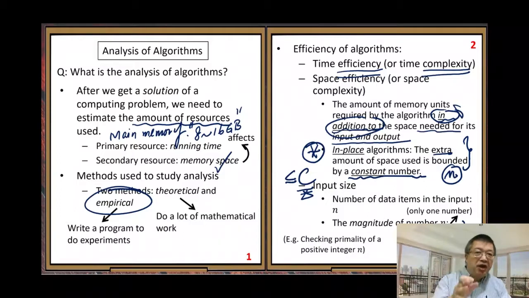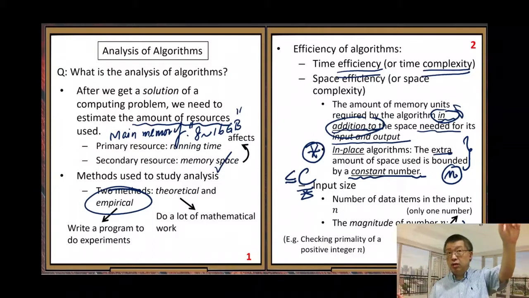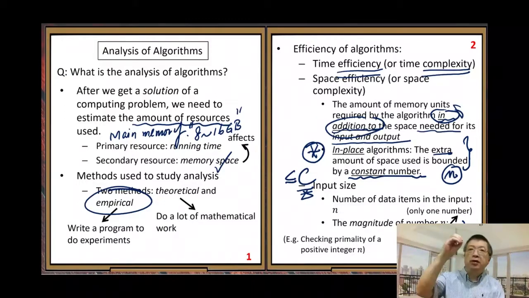Checking primality of a positive integer n. Primality: prime number or not, right? Given an integer, this integer could be very large. Only one integer. You need to check if the given integer is a prime number or not. Then the magnitude of that number is the data size. Okay, so that's the meaning.